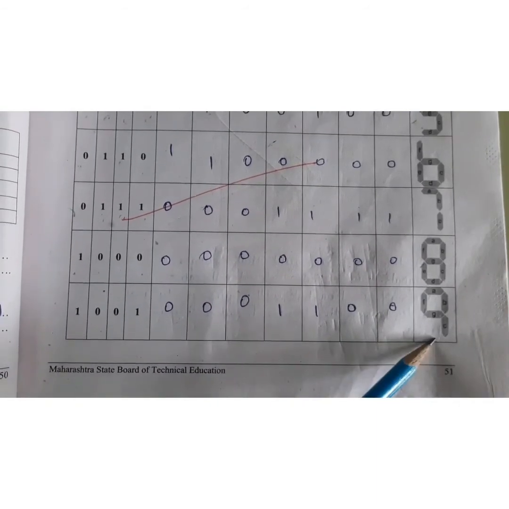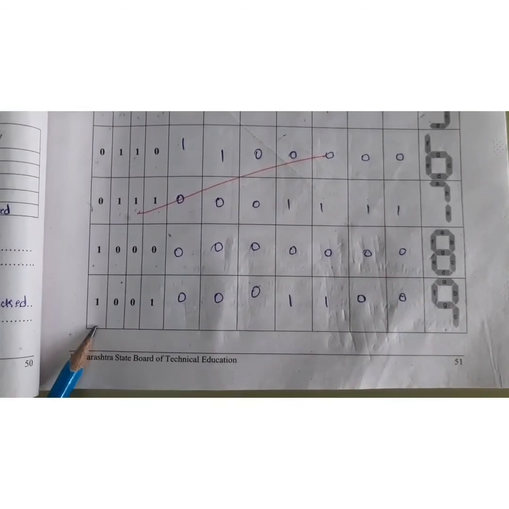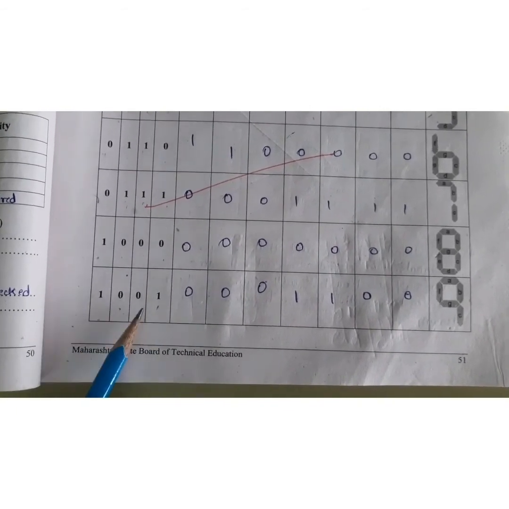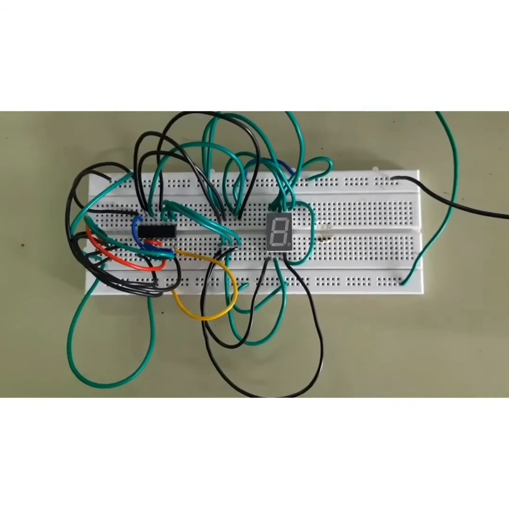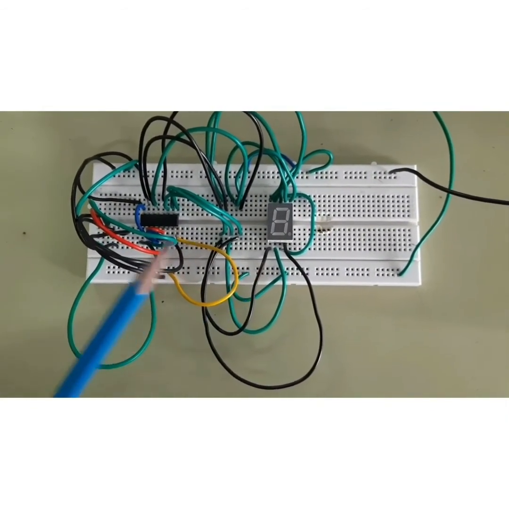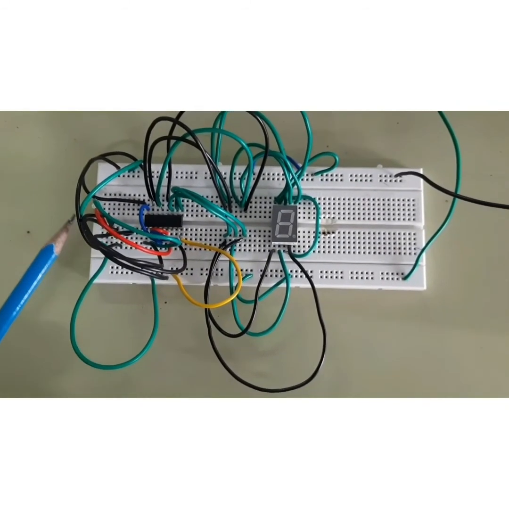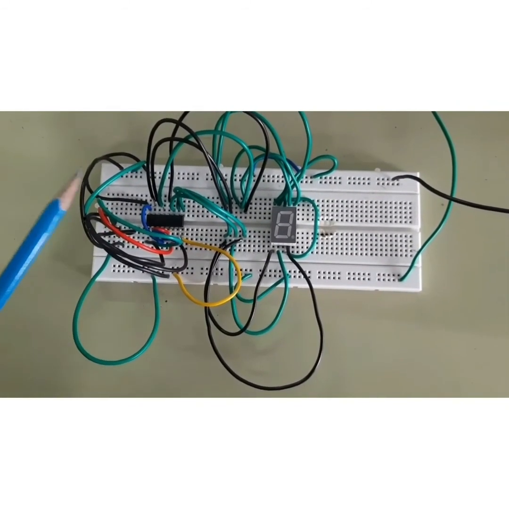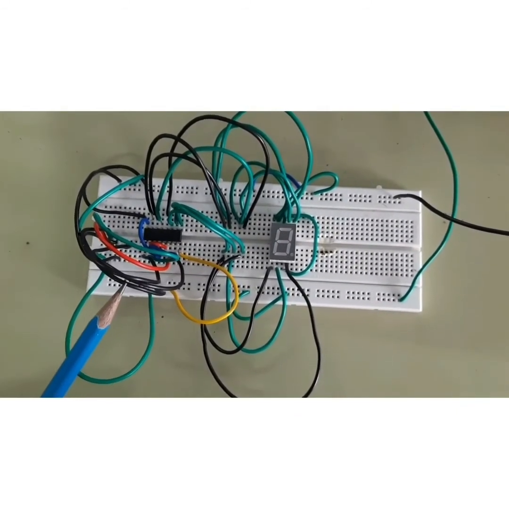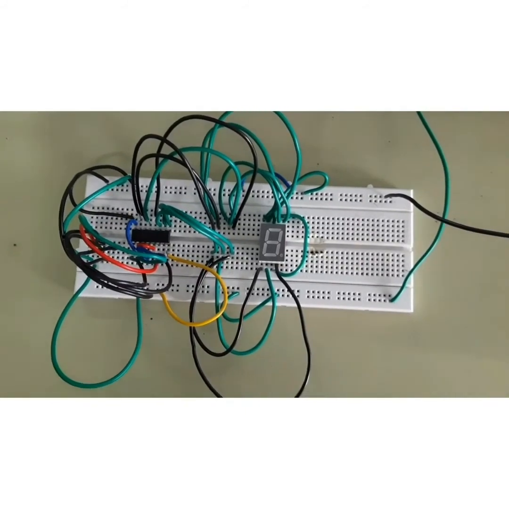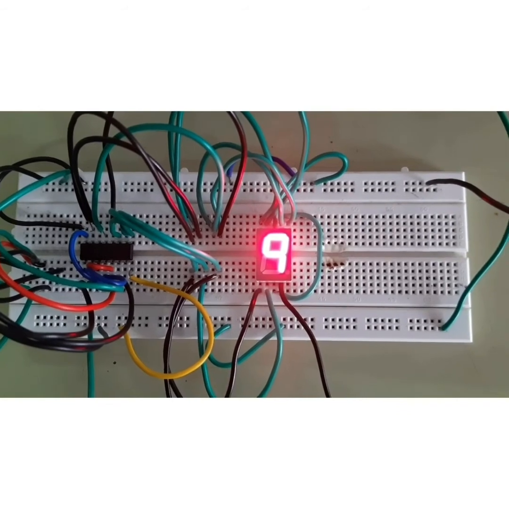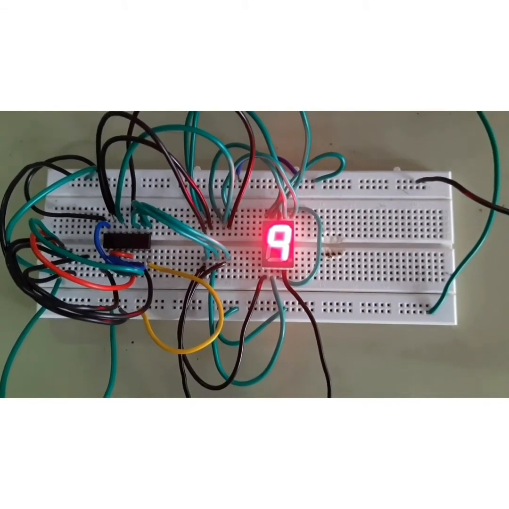To display decimal number 9, we are going to connect B3 to 1 and B0 to 1, and B2 and B1 we are going to connect to 0. You can check from here. B3 and B0 I have connected to 1, and these wires B2 and B1 are connected to 0. You can check here it has displayed decimal number 9. Hence we have verified the truth table of the BCD to 7 segment decoder.